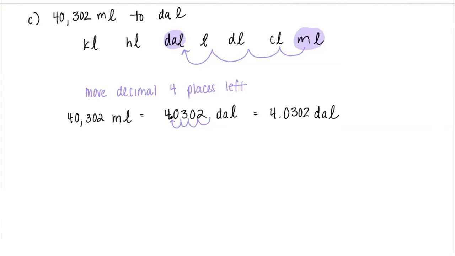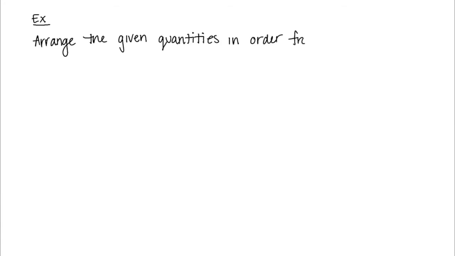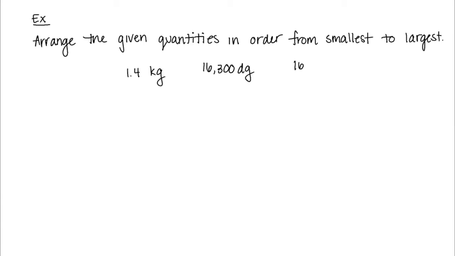All right, let's try one more example. And we're going to arrange the given quantities in order from smallest to largest. And we've got 1.4 kilograms, 16,300 decigrams, and 1,600 grams. Okay.